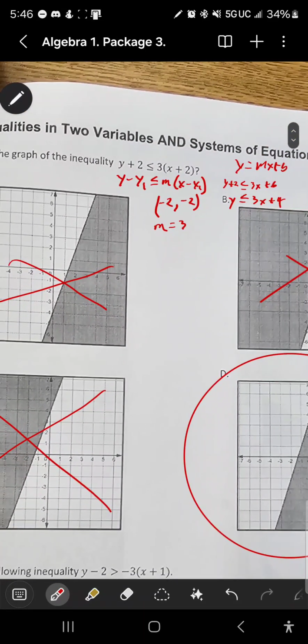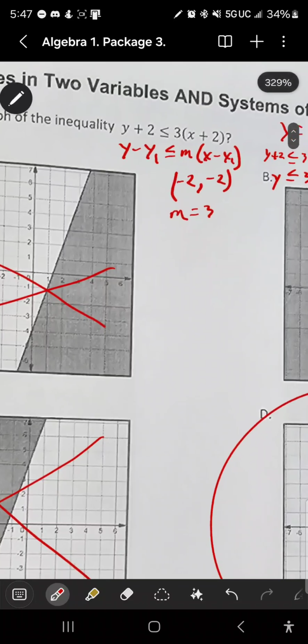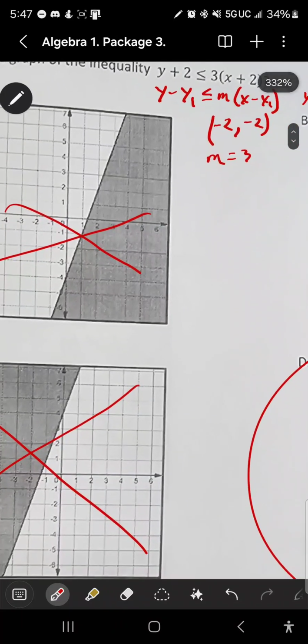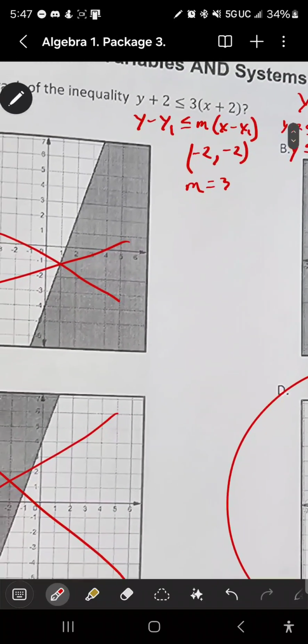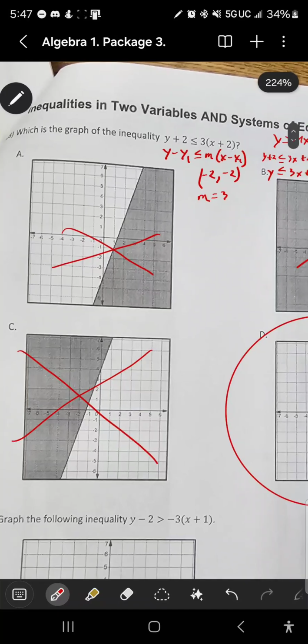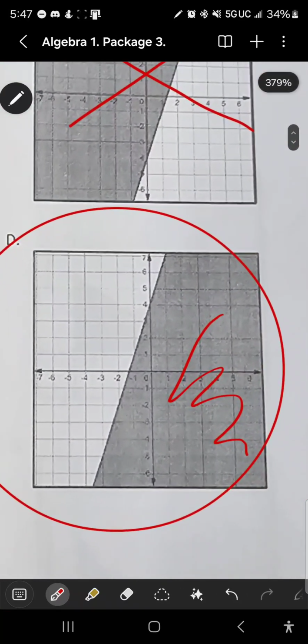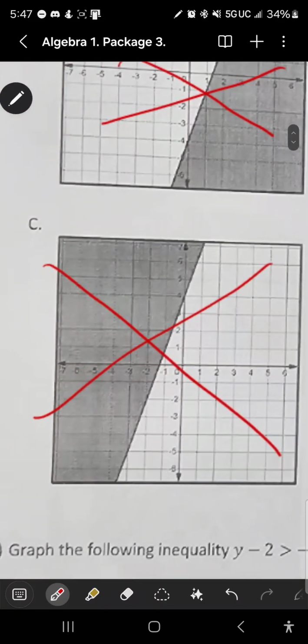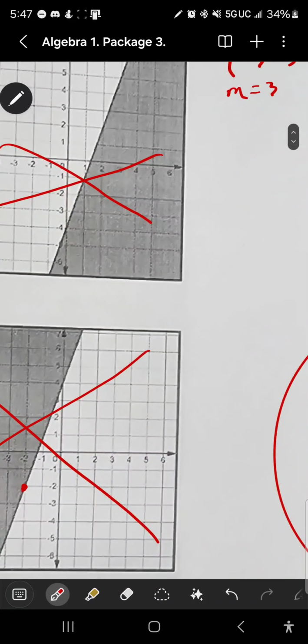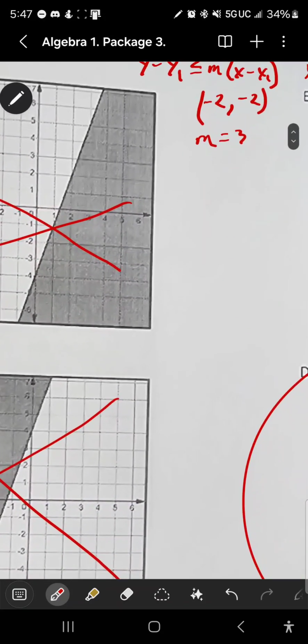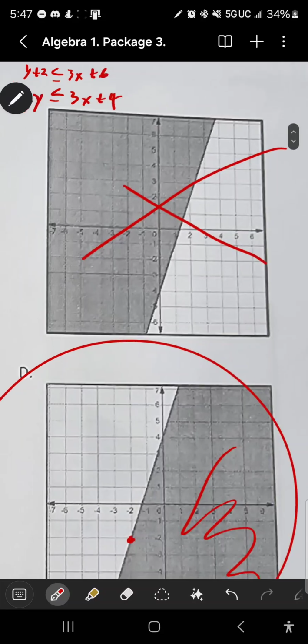Now using the point, ignoring the actual y equals mx plus b, I would say, okay, negative 2 comma negative 2, and I see here that this is actually part of the line. And these are the only two where the point negative 2 comma negative 2 is part of the line.